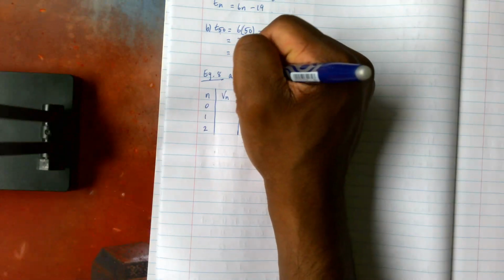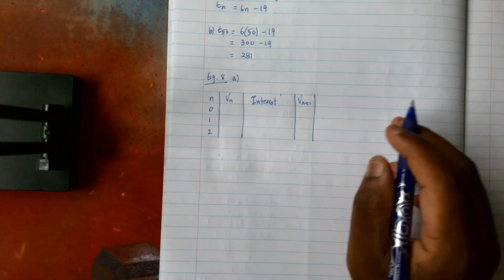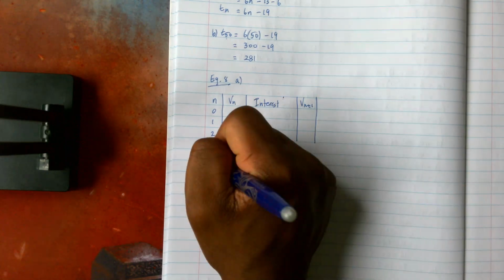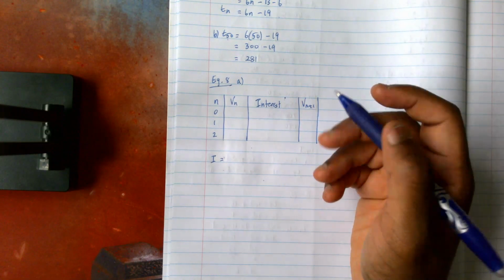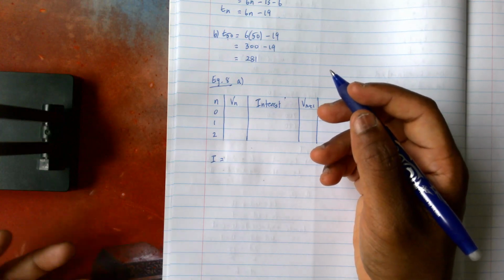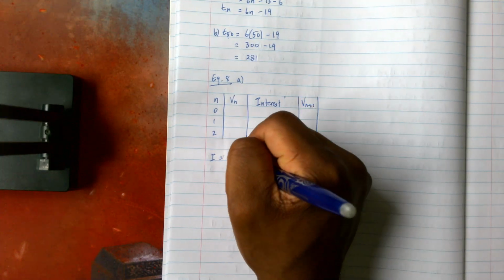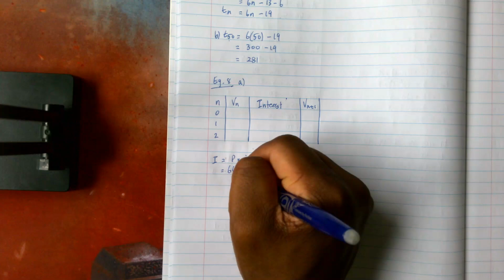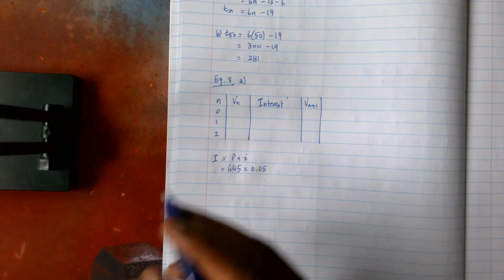Alright, for 5 part A, we need to set up a recurrence relationship to start with. So to do that, we need our interest value. Our interest value is going to be 5% of the amount of money we have, our principal. So it's going to be principal times the interest we have. So here we have 645 and we're multiplying it by 5% or 0.05.